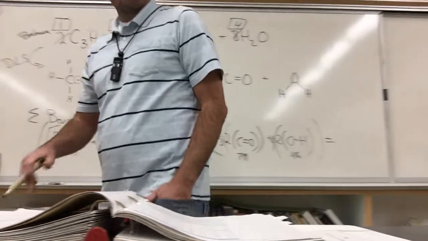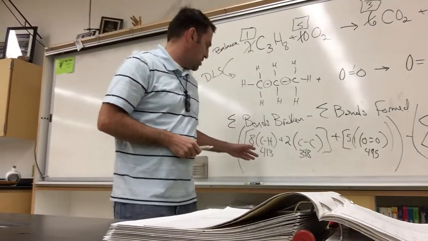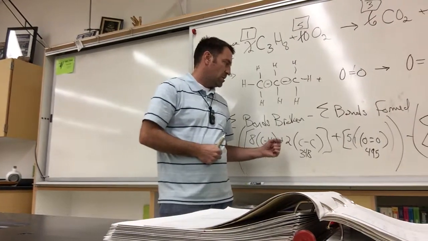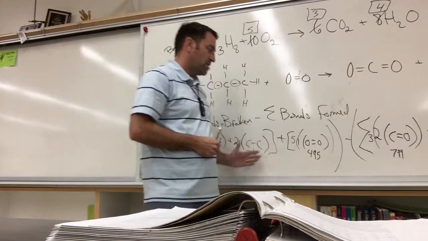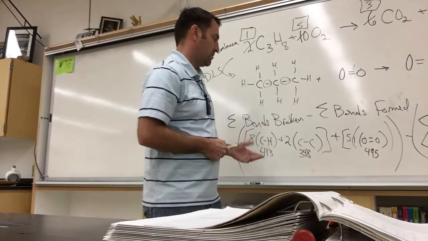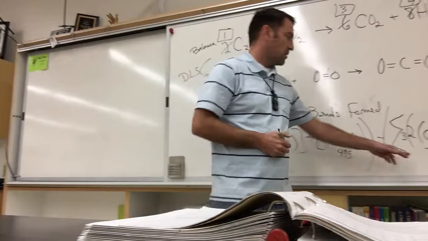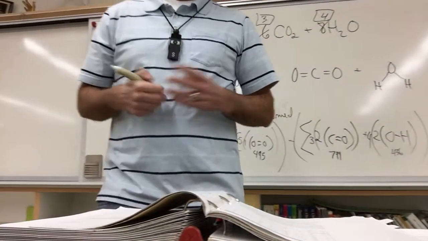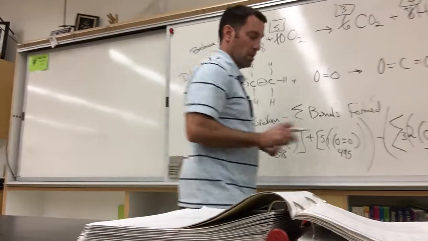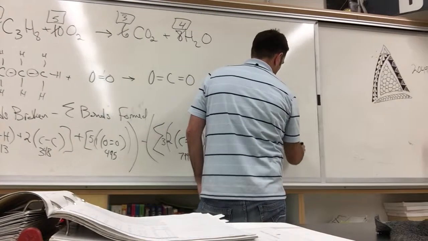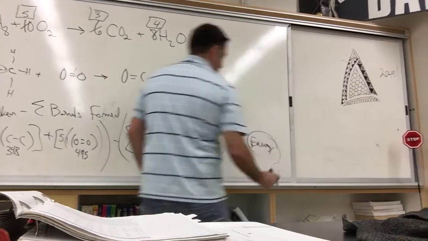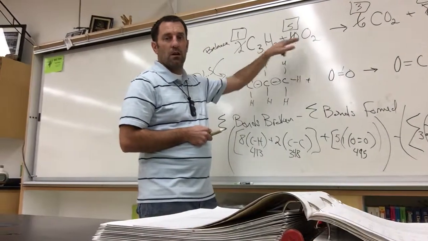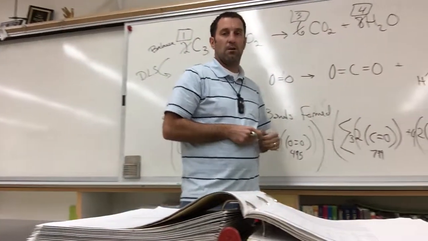All right, then you just have to do all of this giant math. You take this times 8, you take this times 2, you take this times 5, and you add that together. And I don't want to do that right now. Then you take this times 3, that times 4, and you add that together. And then you subtract. And that will tell you your total energy when we literally break the bonds in my propane and my oxygen to produce my carbon dioxide and water.